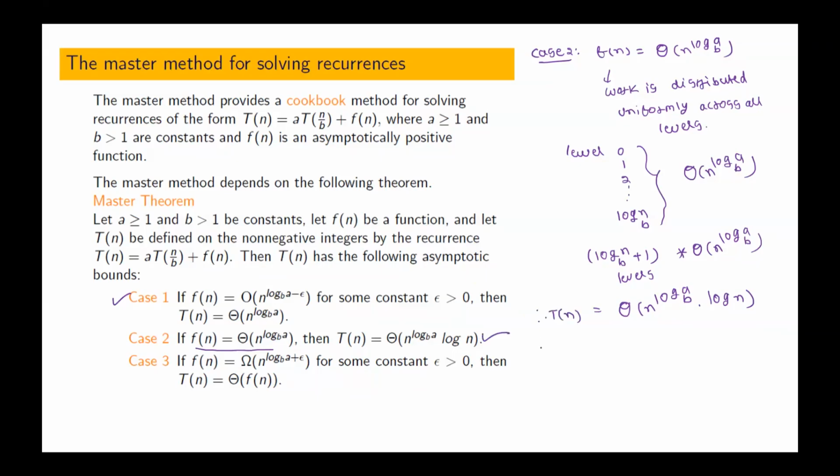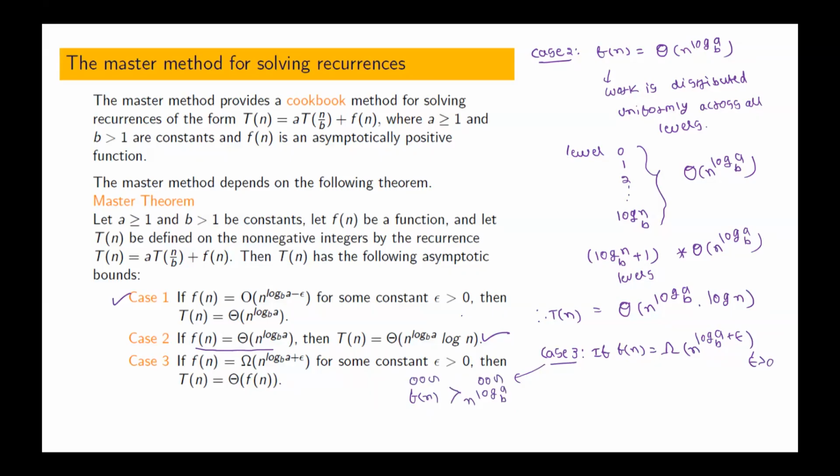And what happens in case 3? Another case is if f of n is big omega of n power log a base b plus epsilon, where epsilon is greater than 0. Now tell me, in this case, which one has a higher order of growth? N power log a base b or f of n? F of n, because here it is plus epsilon. f of n is greater than this.